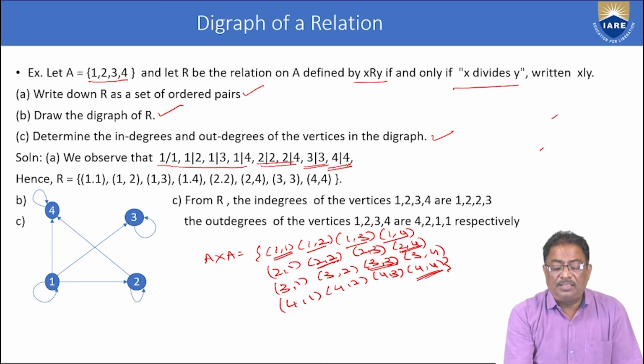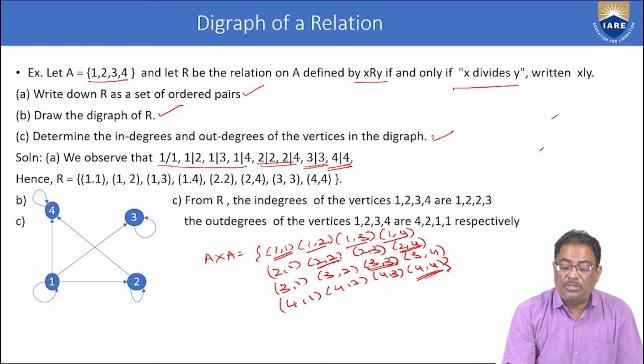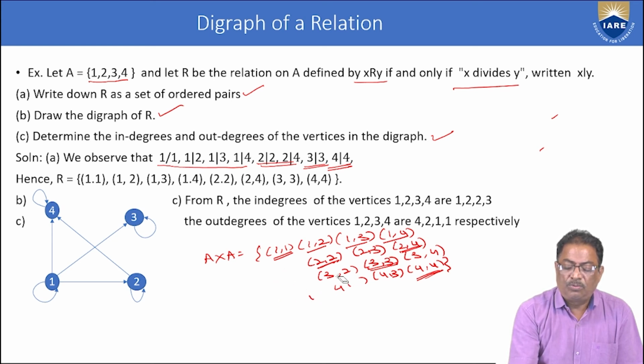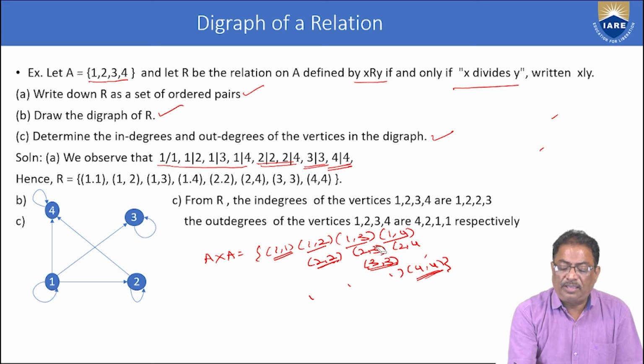So now only these elements we have to take, and the remaining we are going to ignore. We are going to ignore this, and this, and this. We are ignoring this, and this also we are going to ignore. Next, (2, 3) also we are going to ignore, so it is not there. So (2, 4) will be there.